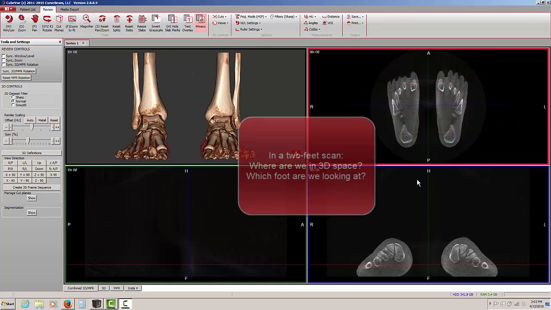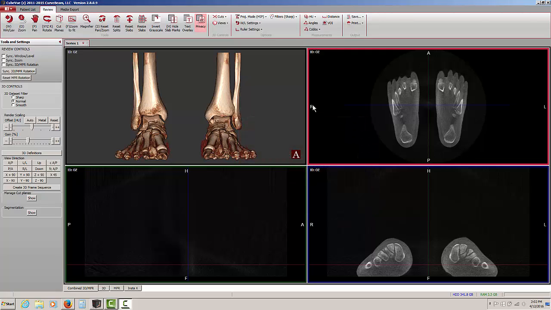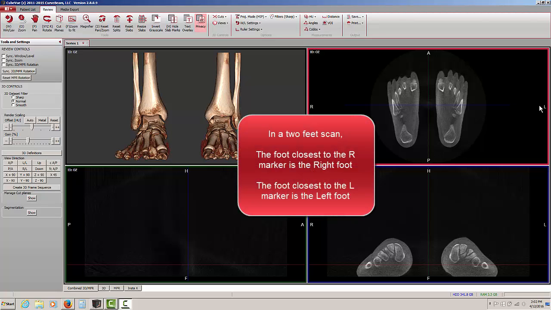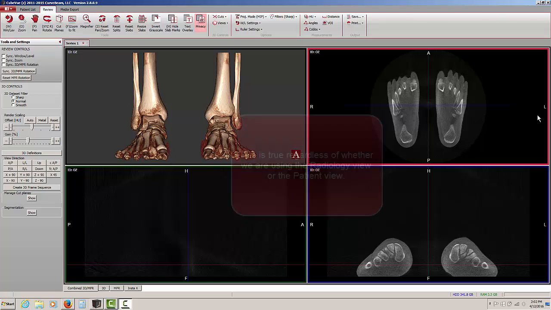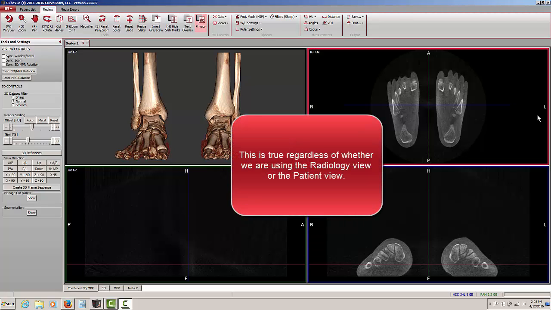Looking now at a 2-foot scan, let's determine not only where are we in 3D space, but also are we looking at the patient's left foot or the right foot. First of all, notice if we have our orientation markers, R stands for the patient's right, L stands for the patient's left. So with these 2 feet, we know that the foot closest to the R is the patient's right foot, and the foot closest to the L is the patient's left foot. If we're not using the radiographic view, but rather the patient-centric view, where we're looking from the top down, the L and the R will be switched, and we'll be looking at the corresponding patient foot.